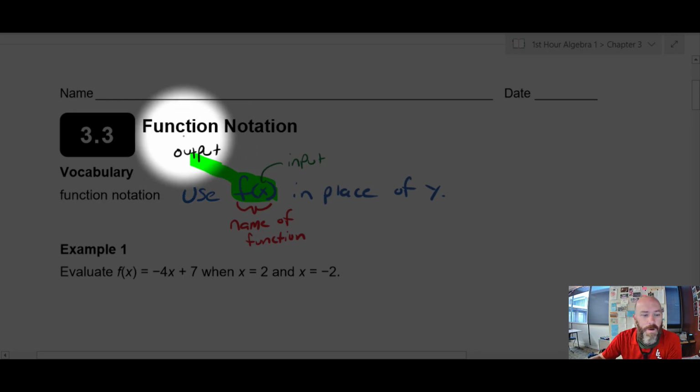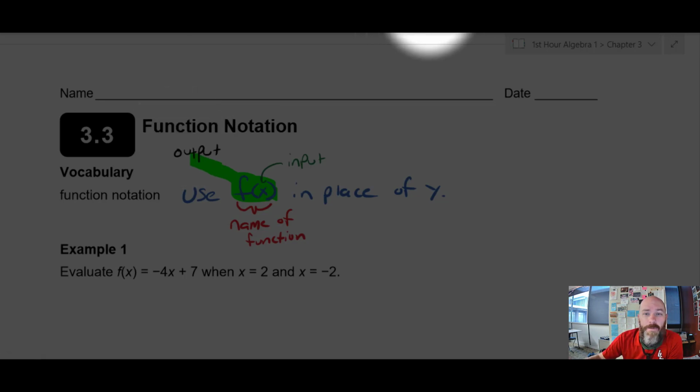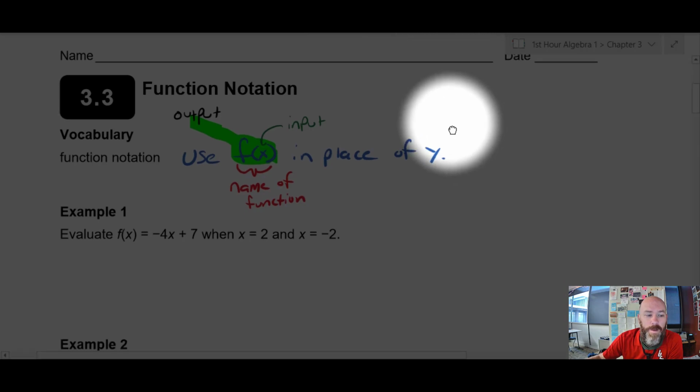So whenever you see y equals, you can think of it as f of x equals, or if you see f of x equals, you can treat it as like a y equals in terms of your graphing calculator. So let's look at example 1.